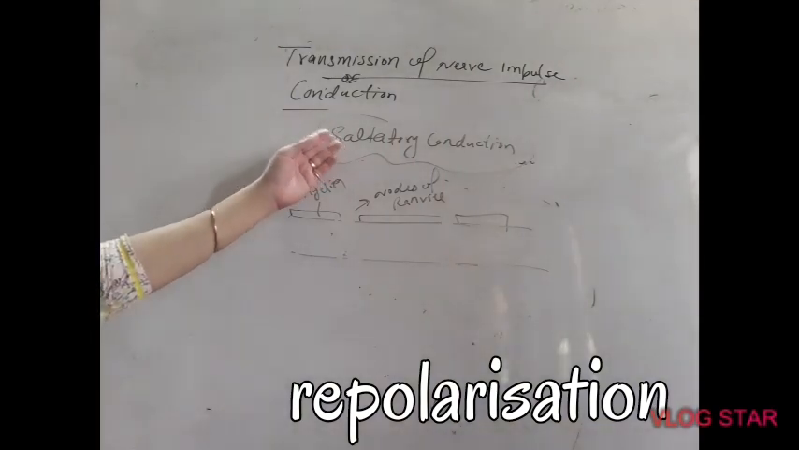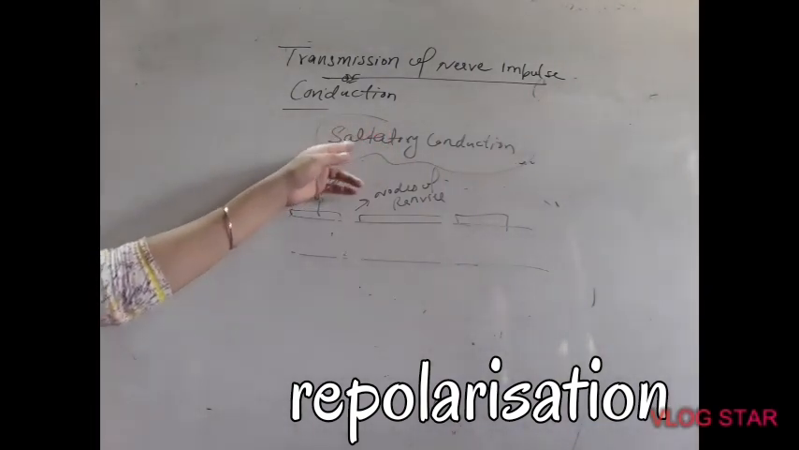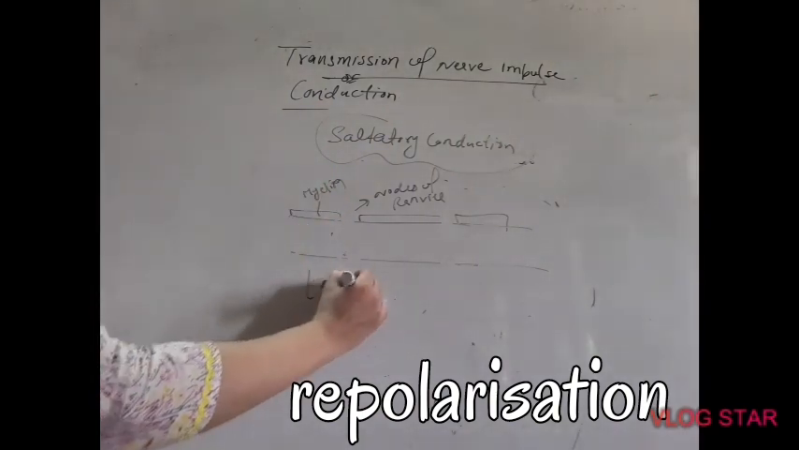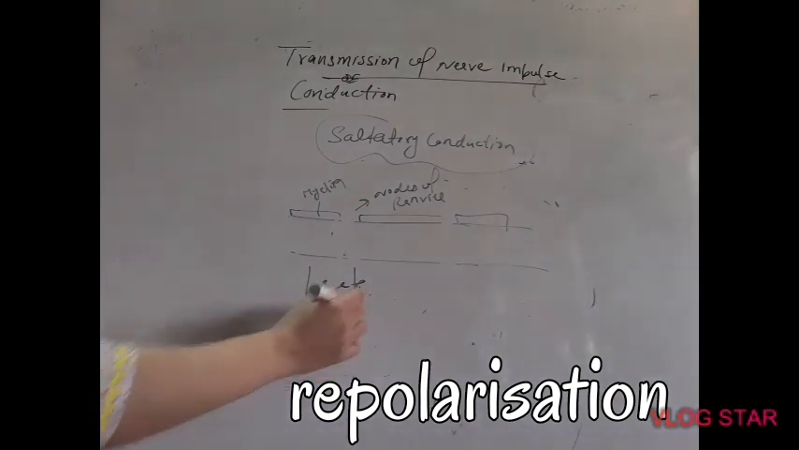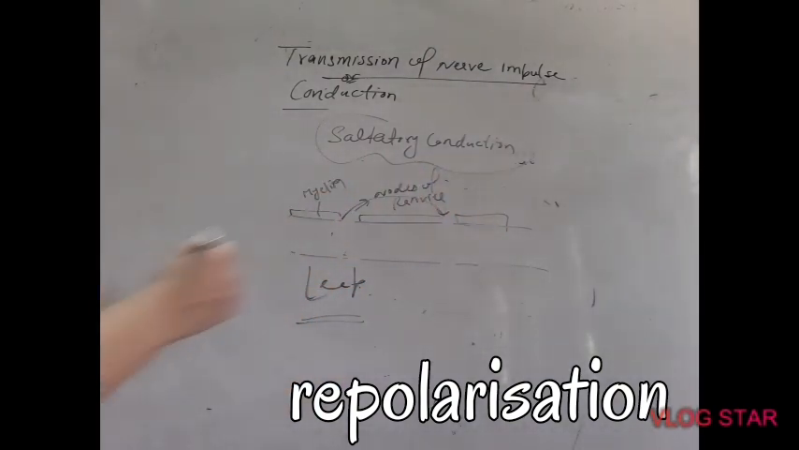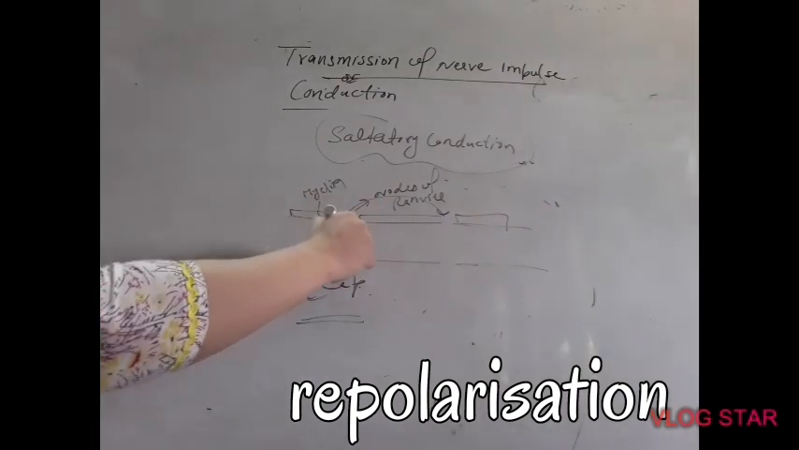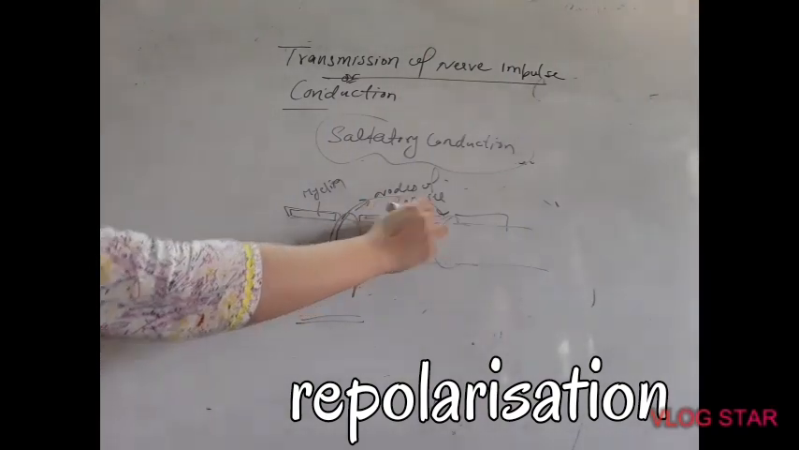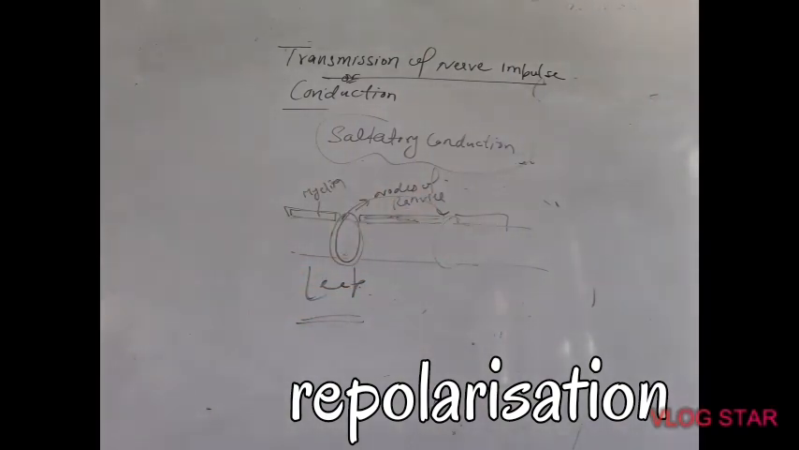Why saltatory conduction? Saltatory has been derived from a word salte, which means leap. Leap means jumping. So you can also call it leap conduction of nerve impulse, when the impulse travels by jumping from one node of Ranvier to another. Because polarization and depolarization can take place only at these places. Why not at these places? Because here they already have a myelin sheath. So that is why it results in a rapid, faster flow of impulse. So this was all about today's topic, transmission of nerve impulse.